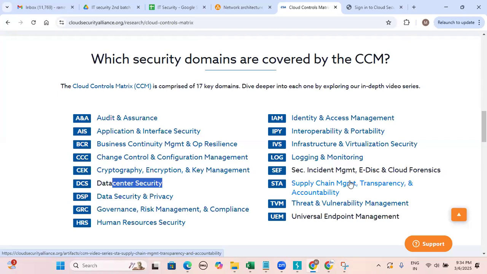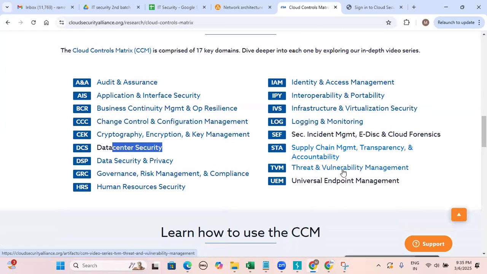Transparency and accountability. Who has done what? Trustable and traceable. Authorization, accountability. Everything should be called under supply chain transparency and accountability. Threat and vulnerability management. Whatever vulnerability scanning we are doing in the cloud environment, scanning of the application, SAST, DAST, virtual machines and everything, we can remedy it. Finally, endpoint management. That is EDR or XDR related to virtual machines or servers or databases.